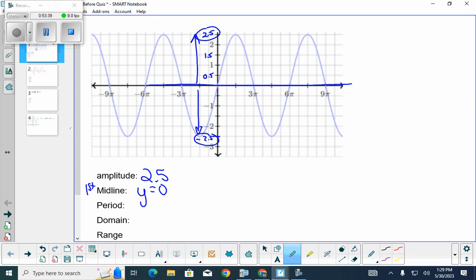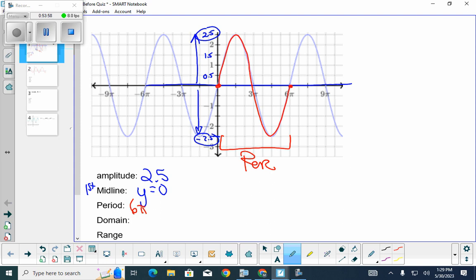The period: from start to finish, it starts here, goes up, down, up, so the length of the cycle is the period. So the period is 6 pi. Not the b value. The period is 6 pi.